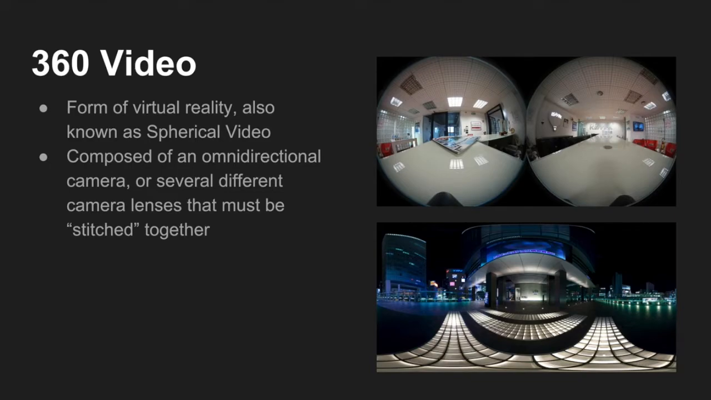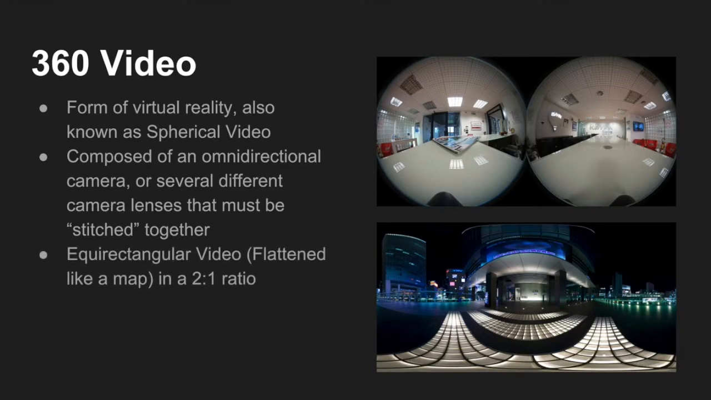Most lower end 360 cameras will have two of these omnidirectional lenses, but there are other high-end examples that I can show you that have multiple, like there's a GoPro rig that has 6 different GoPros on it, and those must be stitched together using specialized software that will take the edges of those circles and stitch them with the corresponding edges of the other circles.